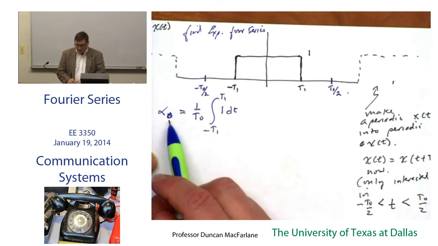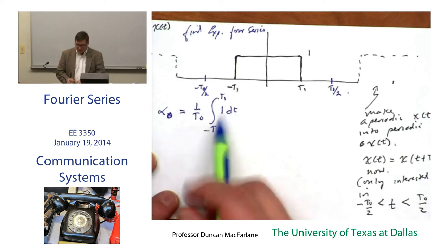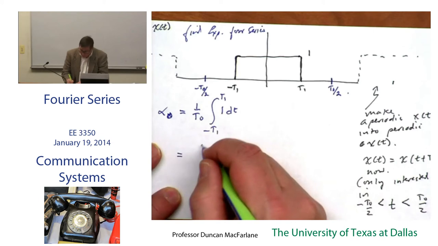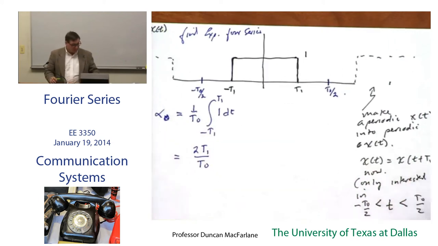So the first alpha will be alpha naught is equal to 1 over T naught integrated from T1 to T2. And this guy is equal to twice T1 over T naught. That's just the turn the crank answer. You'll notice that that's real. I won't make a big deal about that just yet.